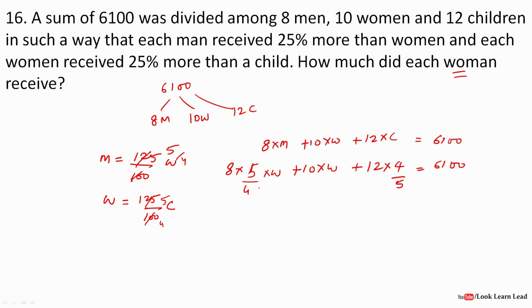If we cancel it out, it would be easier to solve. 10, 20, and it is 48 by 5. 48 by 5 is 9.6. So it would be 29.6. This is 20 and this would be 9.6. So it would be 29.6 W equals 6100. So W is equal to 6100 upon 29.6. You can calculate roughly by using 30 also. I'll use a calculator now, it would take a lot of time. 206.08. This is the answer. So, next question.